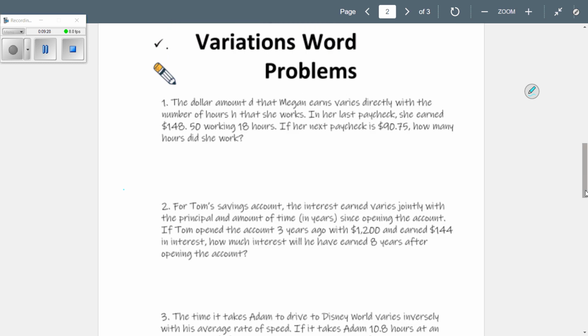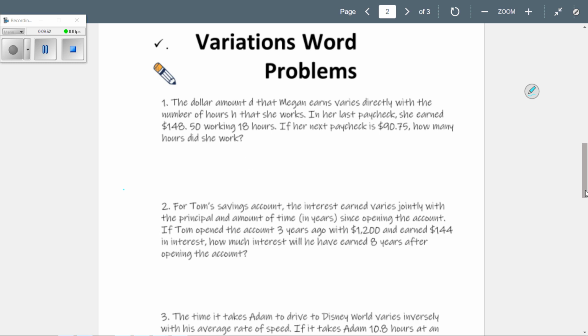We're done. So it says the total dollar amount D that Megan earns varies directly with the number of hours H that she works. In her last paycheck, she earned $148.5 working 18 hours. If her next paycheck is $90.75, how many hours did she work? This is easy, easy stuff.